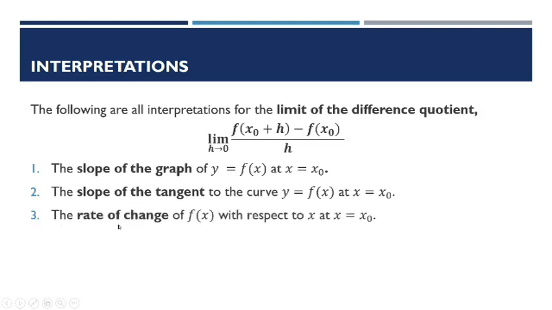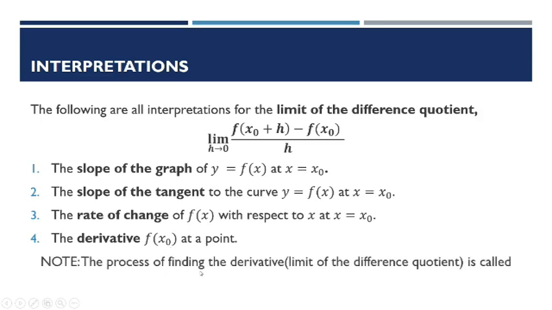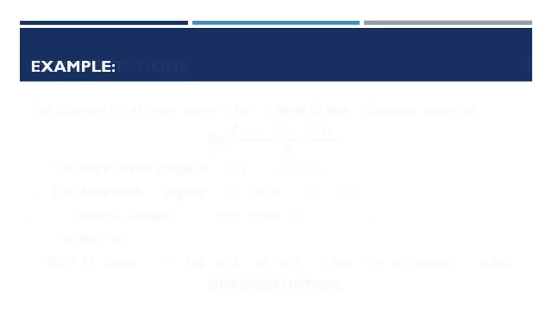And it is also the rate of change of the given function with respect to x at that point, x is equal to x sub 0. And it is the derivative of the function f of x sub 0 at the point x sub 0. Note that the process of finding the derivative, or the limit of the difference quotient, is what we call differentiation. So this is where the part of calculus begins, which is what we call differential calculus. Okay. Example of finding the derivative.